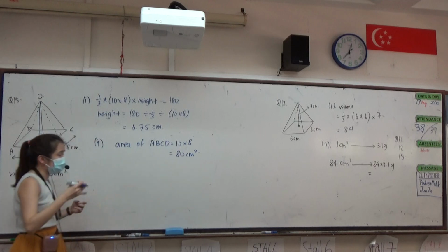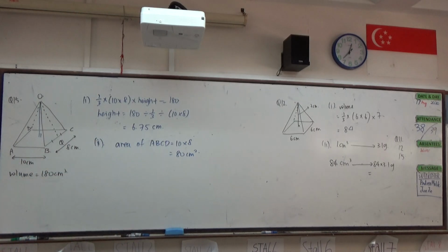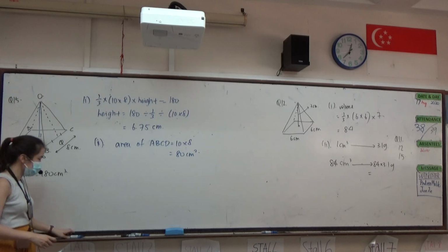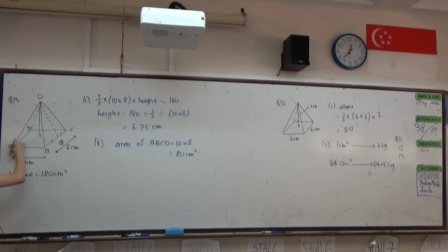So just practice writing everything that you know. Okay? Then after that, I need to go and find the areas of the triangles. So to find the areas of the triangles, let's look at this triangle that's right in front. So OAB. Okay? We know the area of the triangle is half times base times height.